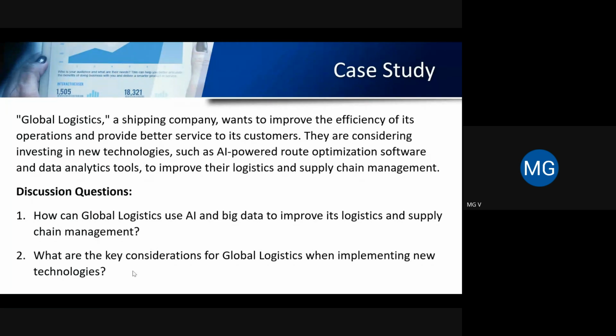Role of AI. What can AI do here? It can optimize processes. Yes, it can optimize routes. What else? Predict demand and automate warehouse operations.